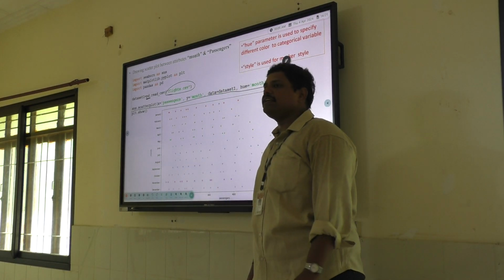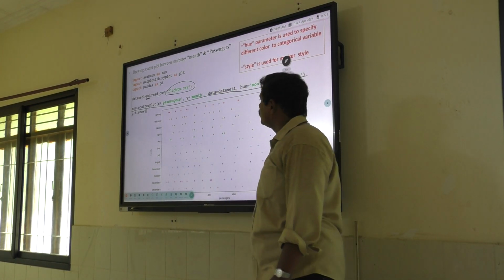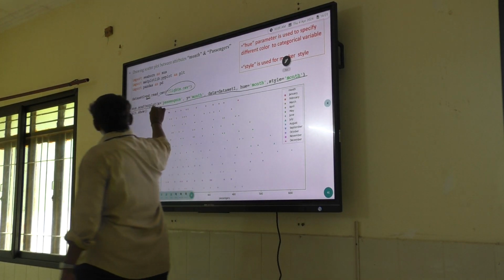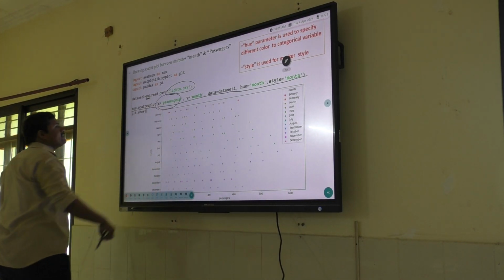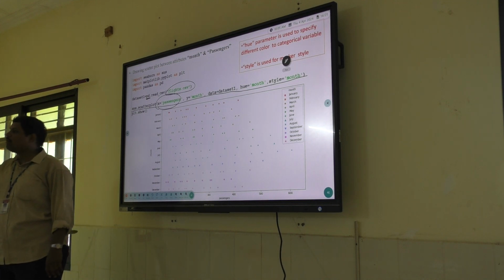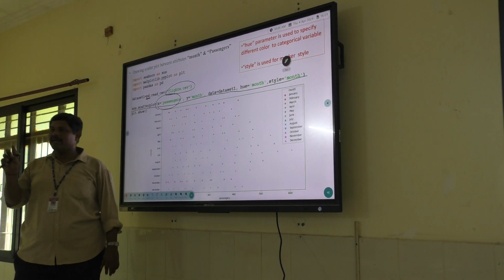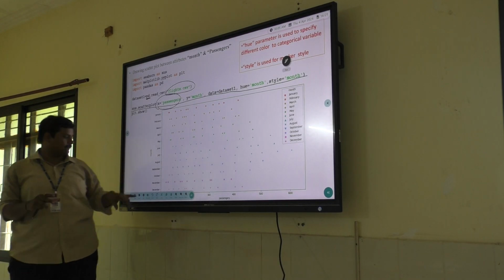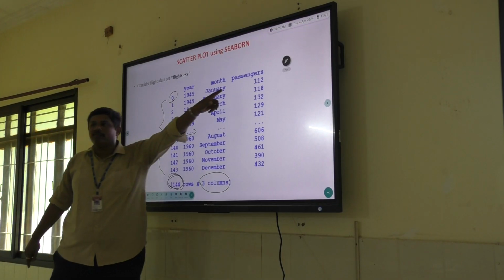Try to understand this entire line. What must be the X value? Passengers. Number of passengers. Passengers is the column number 3. Passengers column number is 3.